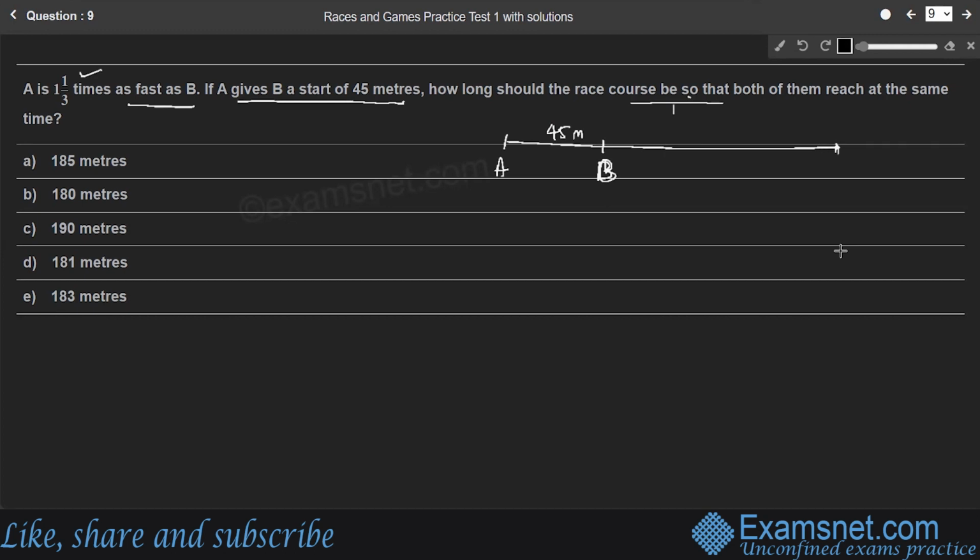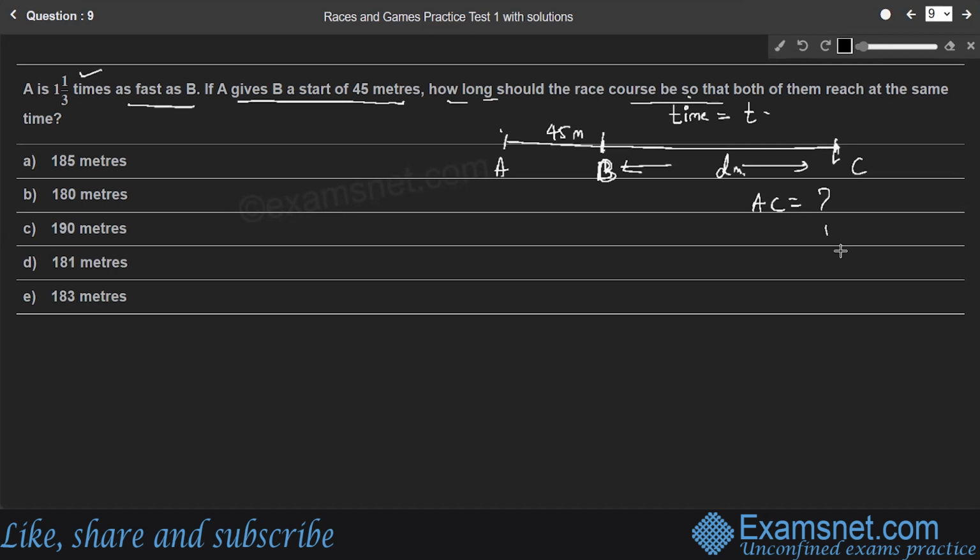Let both of them take t seconds or t minutes of time. So let the time taken by them to reach the destination C be t. Let the distance between the starting point of B and the destination be d meters. Then the distance from the starting point of A to the destination becomes d plus 45 meters. So here we need to consider the race track from A to C. What is the distance AC, so that both of them reach at the same time?